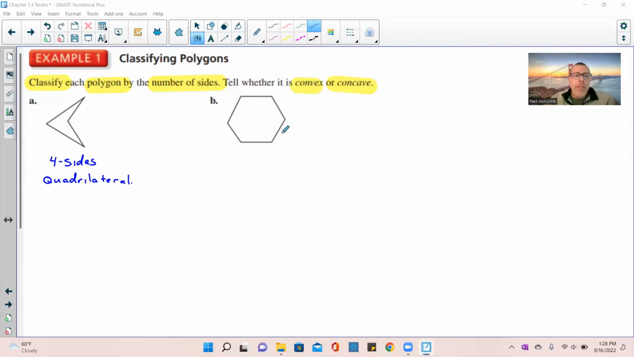Okay, now I'm going to do B. I'm going to classify it first. So first of all, I count 1, 2, 3, 4, 5, 6 sides. So I'm going to write 6 sides. And that is called a hexagon.